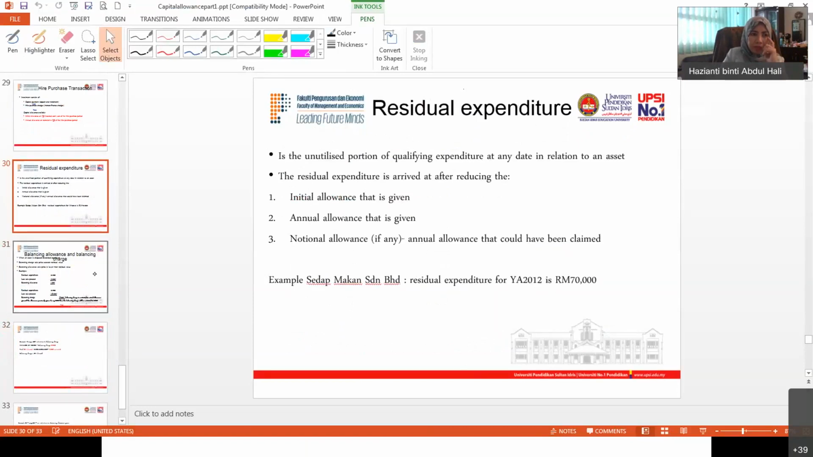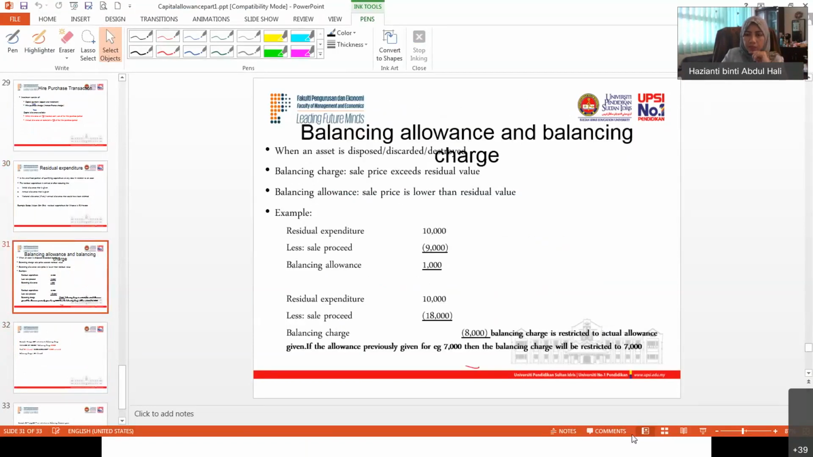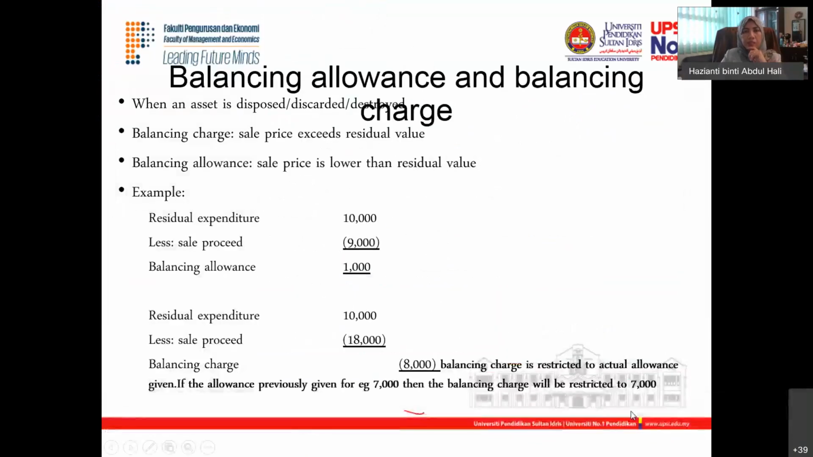Okay, same example tadi lah. Kita ada 70,000 tadi. And next one is the balancing allowance and balancing charge. Ini hanya akan ada bila asset is disposed, discarded or destroyed. Okay, kalau asset tu kita guna macam biasa, every year you will not have balancing allowance or balancing charge. Hanya bila dijual je akan ada balancing allowance and balancing charge.